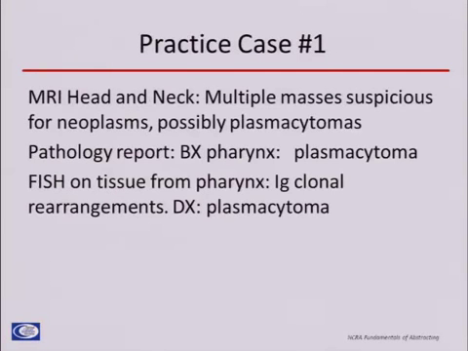And this is more examples. We've already talked about all this stuff. So in this practice case, we have an MRI of the head and neck that shows multiple masses suspicious for neoplasm, possibly plasmacytomas. And head and neck is kind of a weird place for plasmacytomas, but they did a biopsy of the pharynx and it showed plasmacytoma. They did a FISH. Y'all know what FISH is? Okay. FISH is one of the types of specialty testing that we can code 3 for if it's positive. And it showed Ig clonal rearrangements with a diagnosis of plasmacytoma.